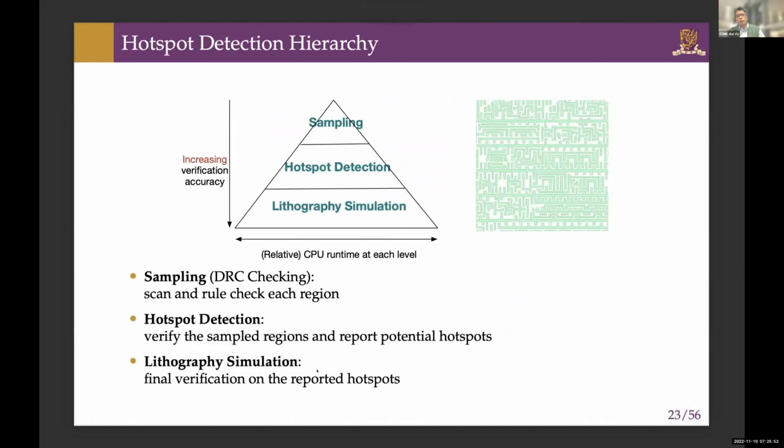So that's the hierarchy of hotspot detection. On the top part is sampling, or you can think of this as DRC checking. And the bottom one is lithography simulation, which is accurate if we have that simulator. This is a hierarchical structure very similar to the memory hierarchy. In the memory hierarchy, we have several levels like SRAM, DRAM, and hard disk, right? And from top to bottom, we get some trade-off. Here we also have a trade-off. The top part is very, very fast. The bottom part, simulation, is very slow but much more accurate. So we argue that hotspot detection in the middle of this hierarchical structure can be a good trade-off between speed and accuracy.